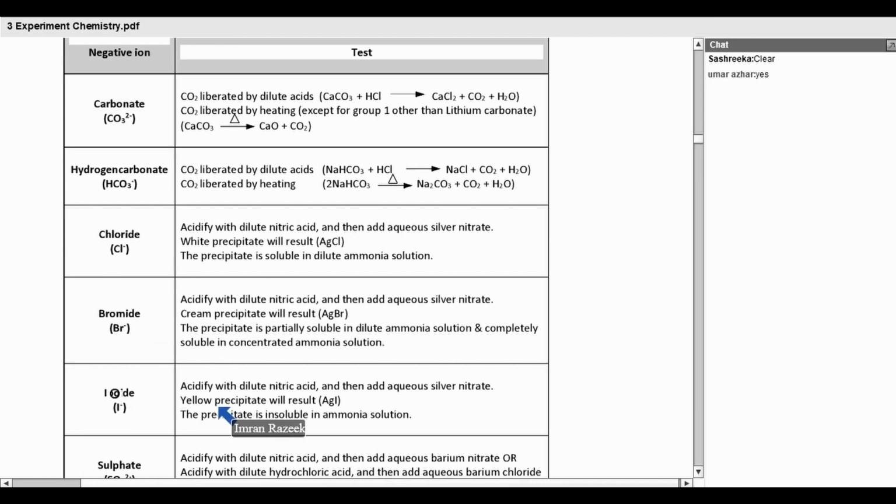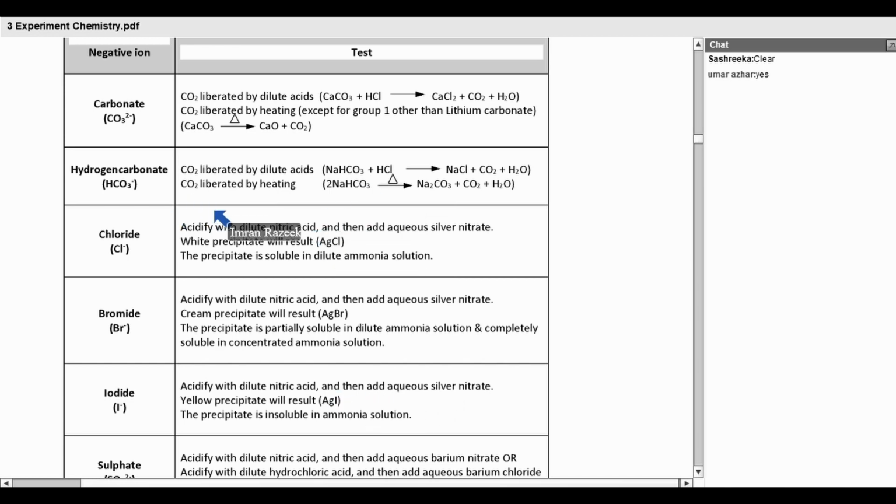As for the halides, chloride, bromide, iodide, you acidify with nitric acid followed by silver nitrate. You get a white precipitate for silver chloride, a cream precipitate for bromide, which is silver bromide, and a yellow precipitate for iodide, which is silver iodide.